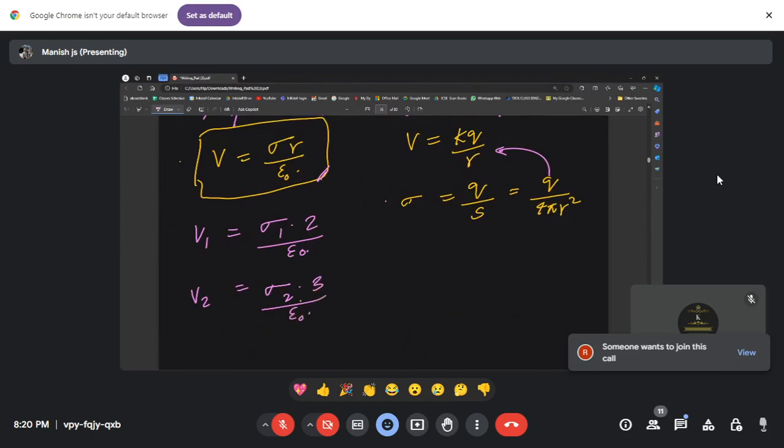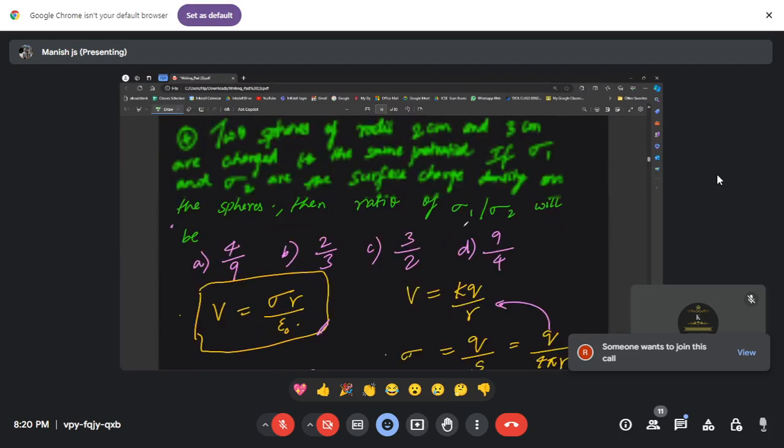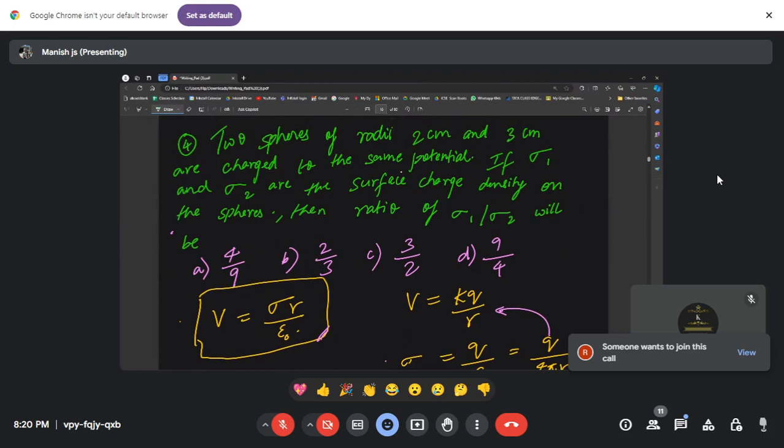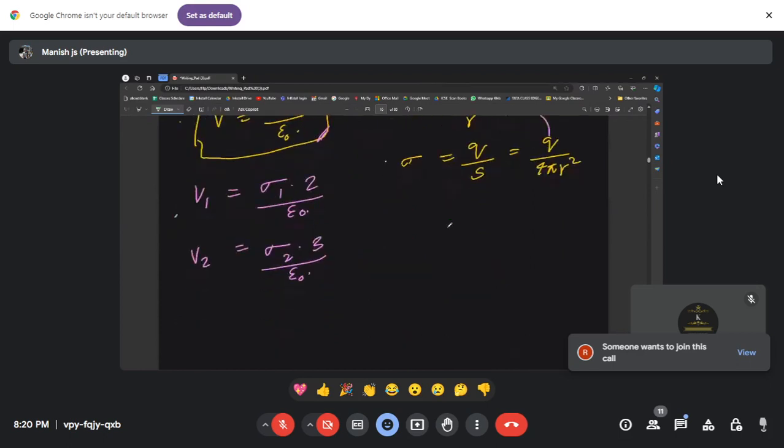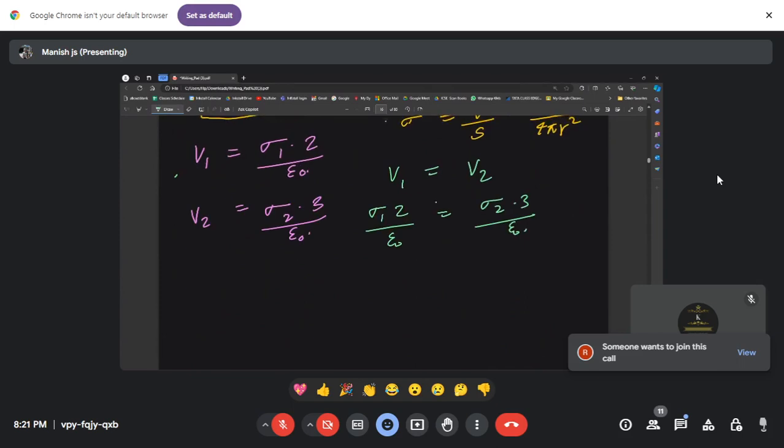That's it. Now here in this question, they have given us one hint. One relation is there. What is the relation? They are saying both of them have the same potential. What is the meaning of this statement? If both have the same potential, then we can equate both the V's, right? So V1 is equal to V2. Let us equate them. Then what do you get? Sigma 1 times 2 upon epsilon naught is equal to sigma 2 times 3 upon epsilon naught. That's it. So what gets cancelled here? Epsilon naught gets cancelled and you get sigma 1 upon sigma 2 is equal to 3 by 2.